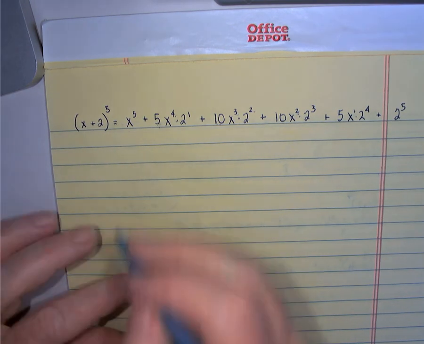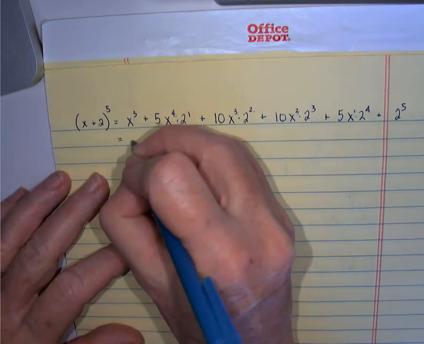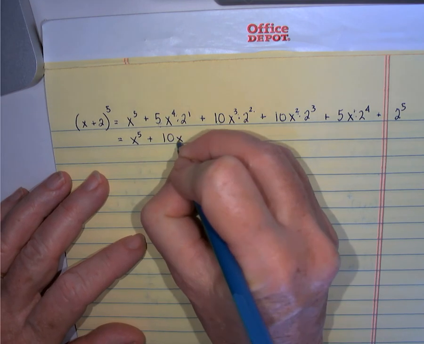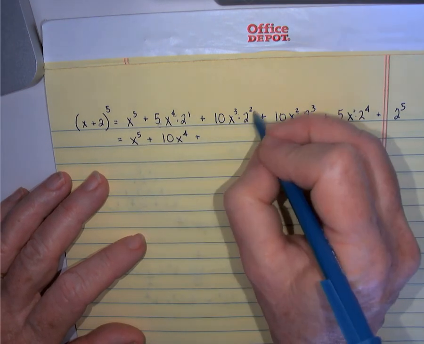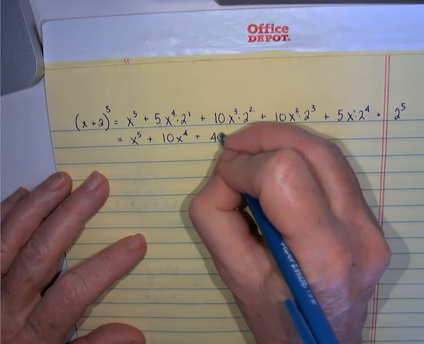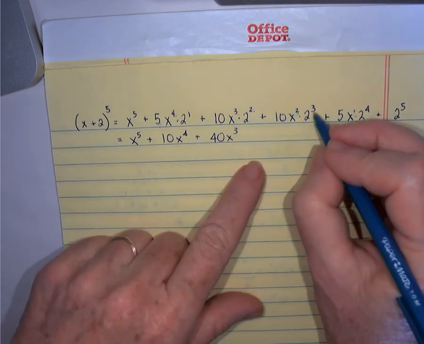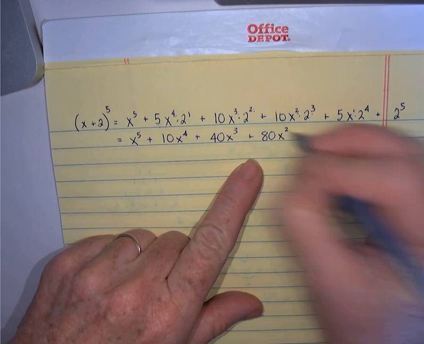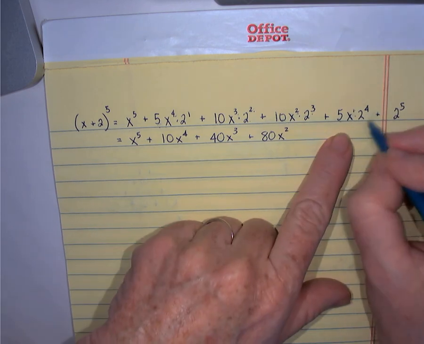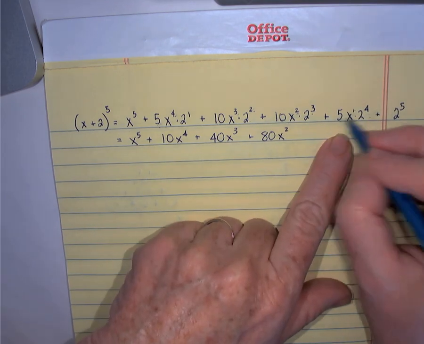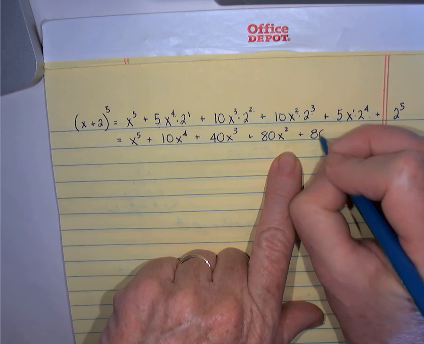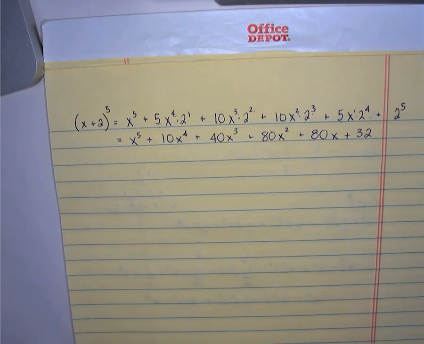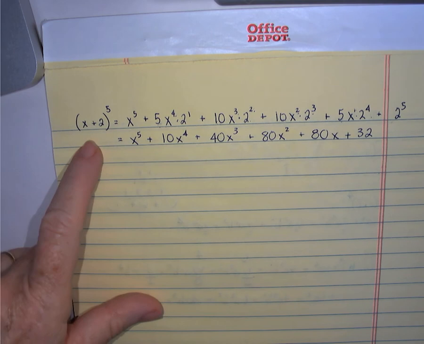So now I can just go back and clean this up. I have x to the fifth. Let's see, this is going to give me 10 x to the fourth. That's a 4, so I have 40 x to the third. Then I have, this is 8 times 10 is 80 x squared. 5, this 2 to the fourth is 16, and 5 times 16 is another 80. And finally, 2 to the fifth is 32. So without too much effort, there I have x plus 2 to the fifth.